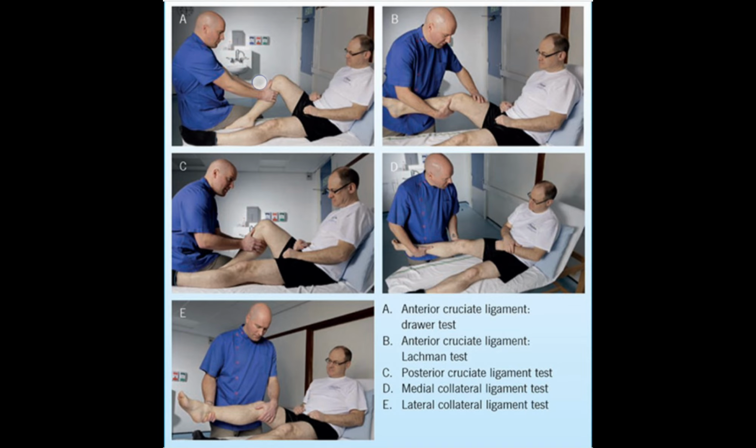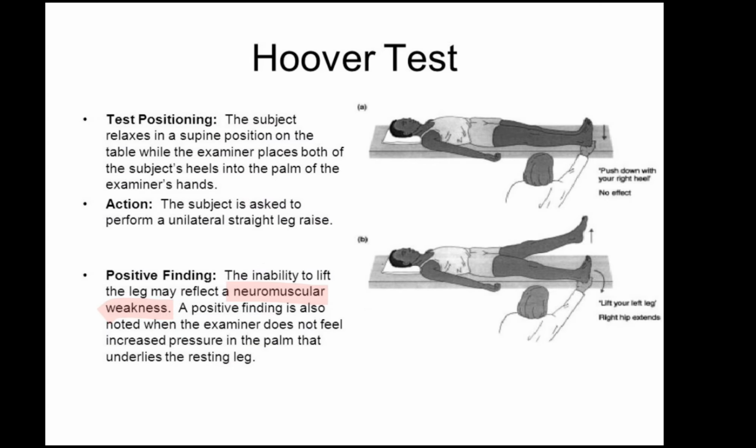Anterior cruciate drawer test, Lachman's test, then posterior cruciate ligament test, and then the medial collateral and the lateral collateral ligament. This is Hoover's test. Hoover's test is for neuromuscular weakness. Person is in supine position and the examiner places his hand beneath the heels and asks the person to apply the pressure on the heels. If he is not able to apply pressure, the contralateral hip rises. Then it indicates that neuromuscular weakness is there. Hoover's test.